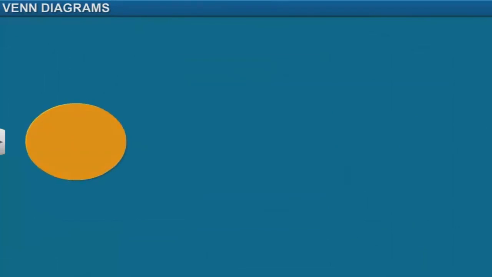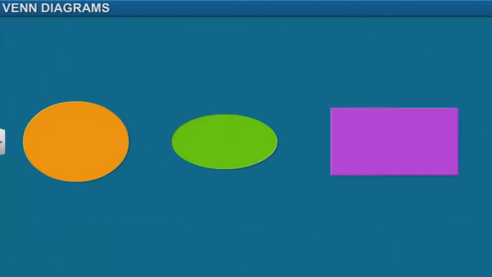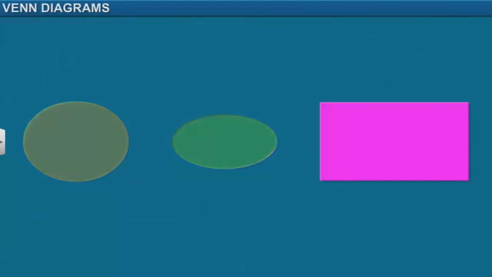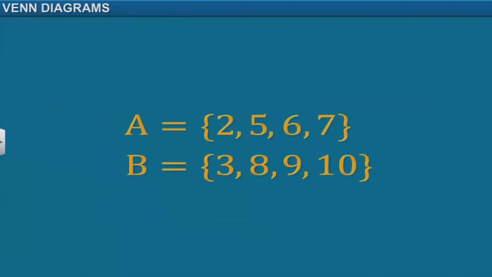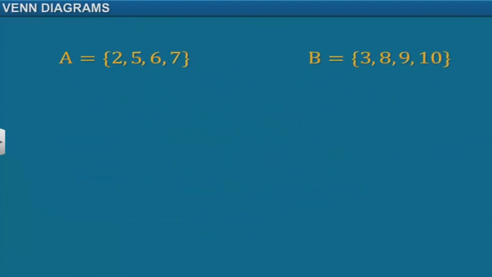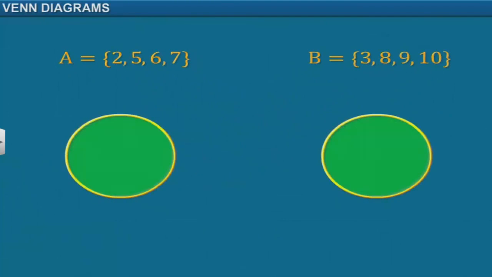Venn diagrams are represented with the help of closed figures such as circles, ellipses, and rectangles. Let's draw a Venn diagram for the sets shown. We represent each set within a circle. The circle representing A consists of the elements 2, 5, 6, and 7. Each number is represented with a dot, with the respective number written next to it.